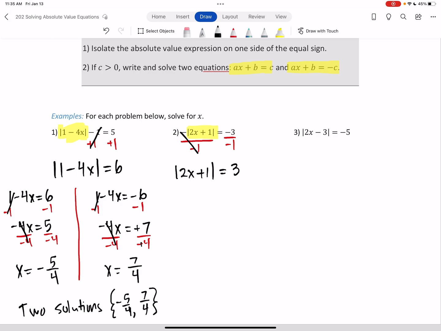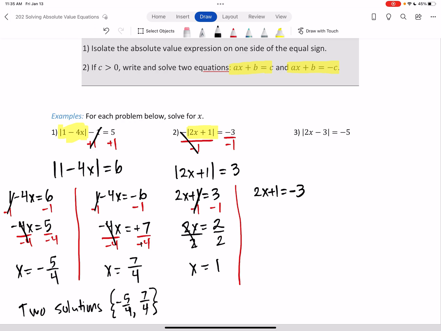Now it looks just like the one we just did. So I'm going to break it up into two equations: 2x plus 1 is 3, and 2x plus 1 is negative 3. And I'm going to solve these equations separately. So I'm going to subtract 1 from both sides. 2x is equal to 2. Divide both sides by 2. x is equal to 1.